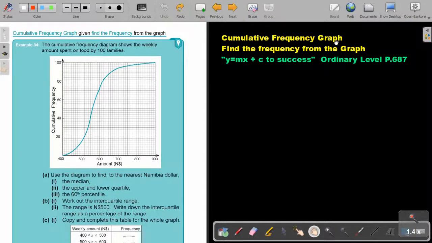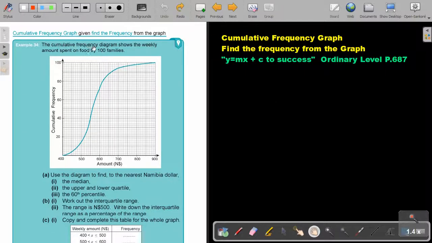Cumulative frequency graph. Find the frequency from the graph. You will find this on page 687 in the Namibian Ordinary Level Mathematics textbook. Let's look at an example. They will give you the graph and you have to find the frequency from the graph. But let's start with the question.